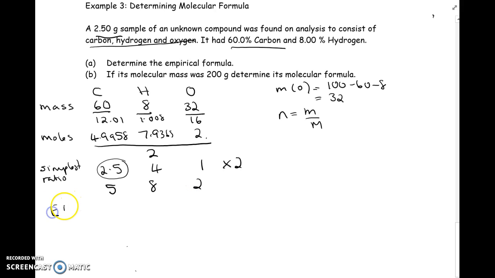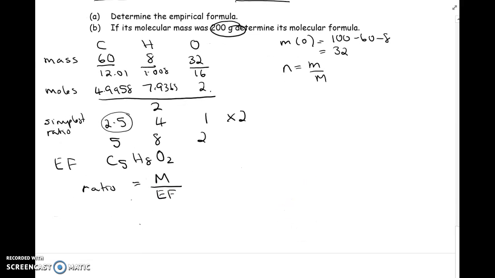So the empirical formula is C5H8O2. Now the next step is to find its molecular formula. Now we've been told it has a mass of 200 grams. So we do a ratio, which is going to be equal to the molecular formula over the empirical formula mass. So the molecular formula we've been told is 200.